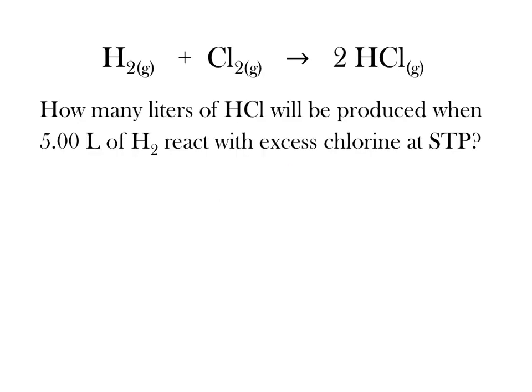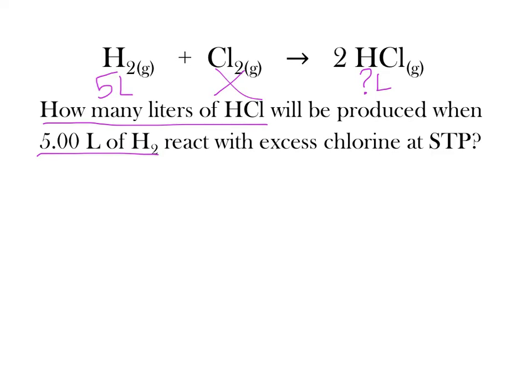So we have number 18 in your notes. H2 plus Cl2 makes 2HCl. How many liters of HCl, question mark liters under the HCl, will be produced when 5 liters of hydrogen, 5 liters under the hydrogen, react with excess chlorine at STP? Excess means that there is more than plenty of the chlorine, so we don't really have to worry about how much chlorine is there, just plenty or excess, so I X it out.